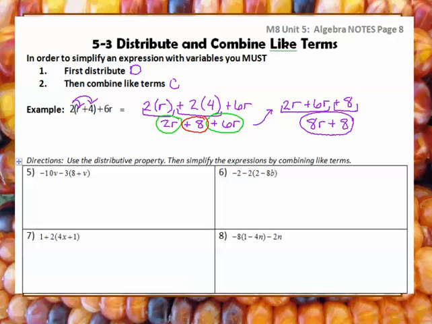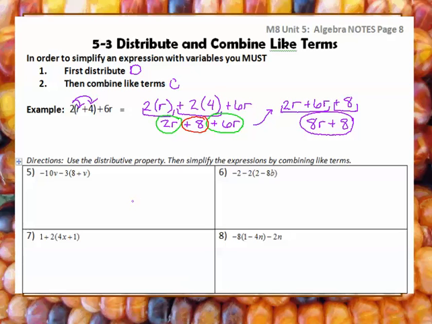Now, if you're able to do this step here in your head, then do that part in your head. 2 times r is 2r. 2 times positive 4 is positive 8 plus 6r, and then you can skip this writing it out. But if you are still confused with the distributive property, please continue this step here. Don't just get rid of it. So let's look at the next few and let's do some examples together.